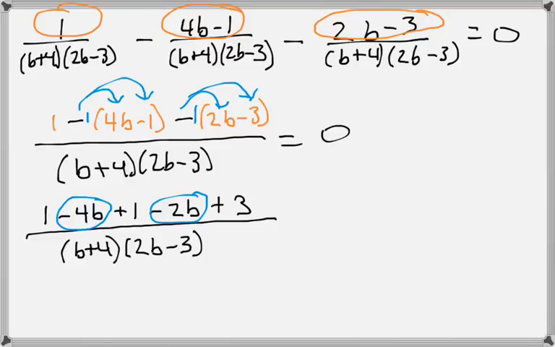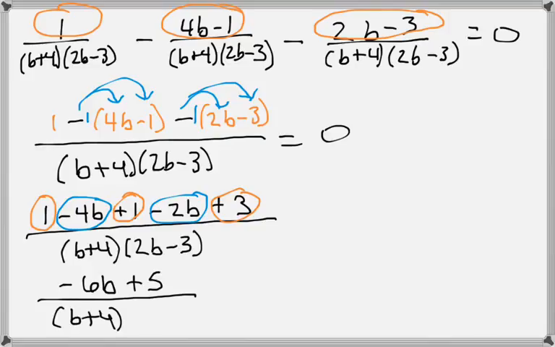That's going to combine to give us a negative 6b. Then I have a 1 plus 1, which is 2, plus 3, which is 5. And all of that is over our (b plus 4)(2b minus 3). Now we have just one fraction equal to 0.